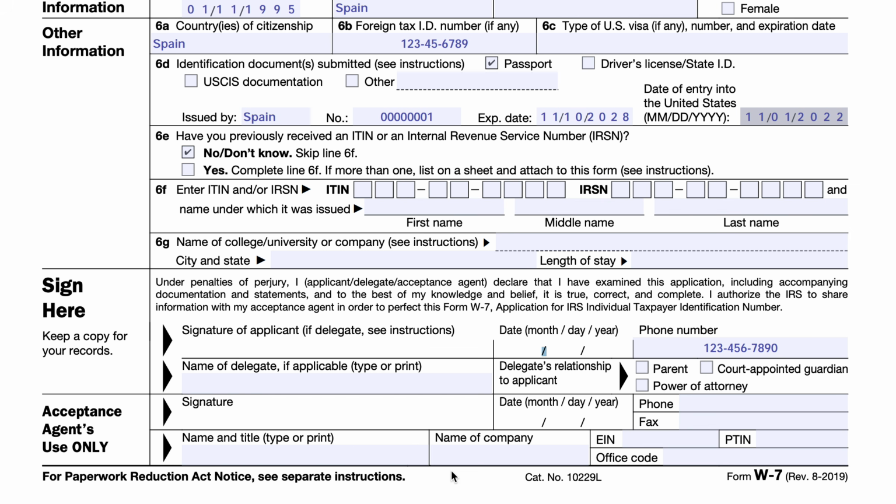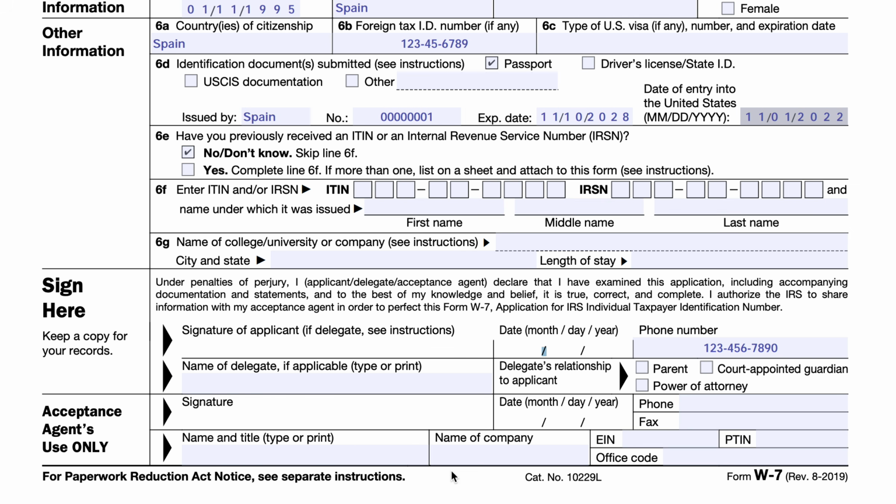So basically, an acceptance agent is how you are able to submit your application. You can apply for your ITIN by visiting an IRS Taxpayer Assistance Center. You can send it by mail or by a private delivery service to their P.O. box in Austin, Texas, or you can apply through an acceptance agent. So there are two types. There's an acceptance agent and a certifying acceptance agent.